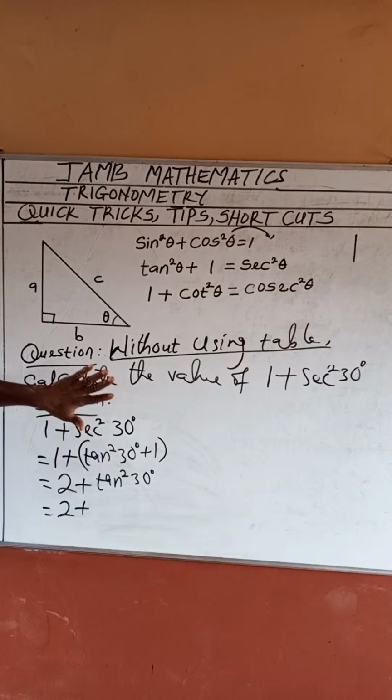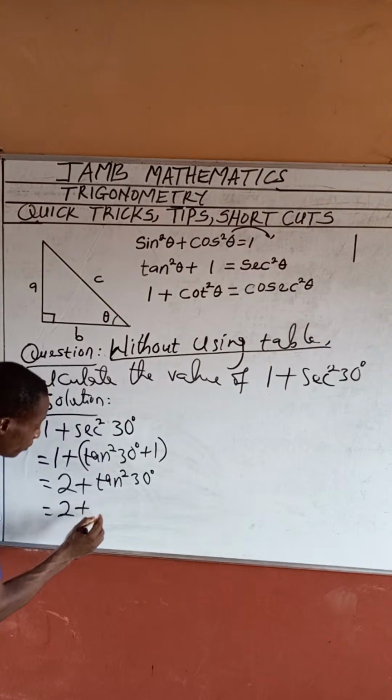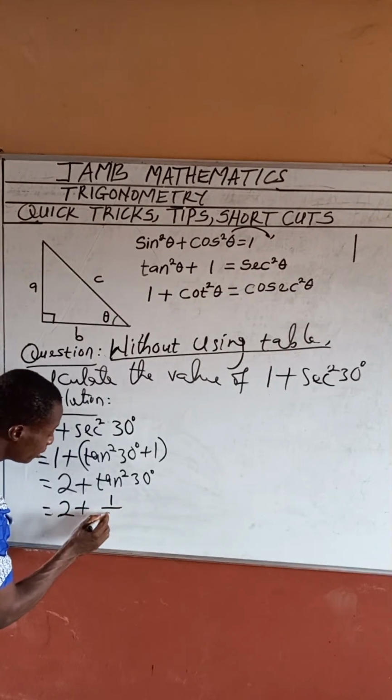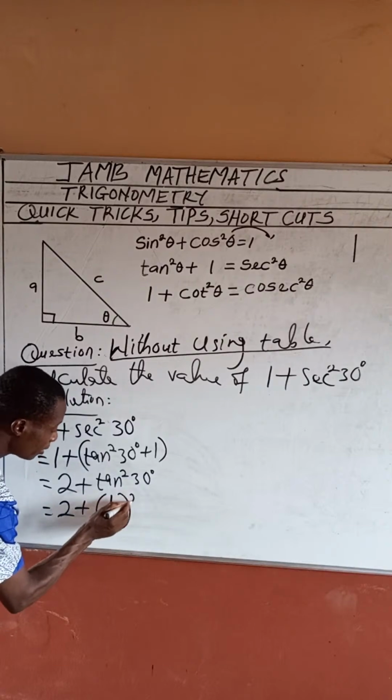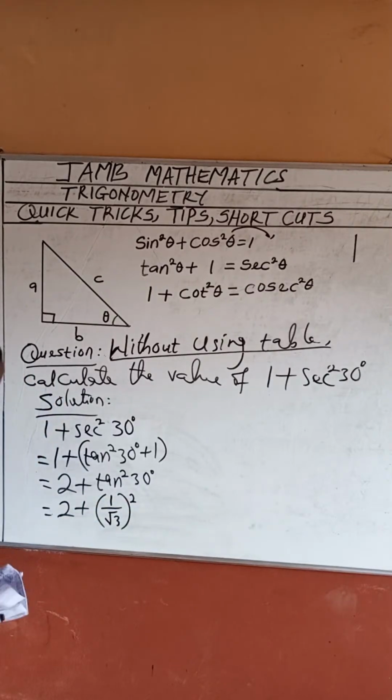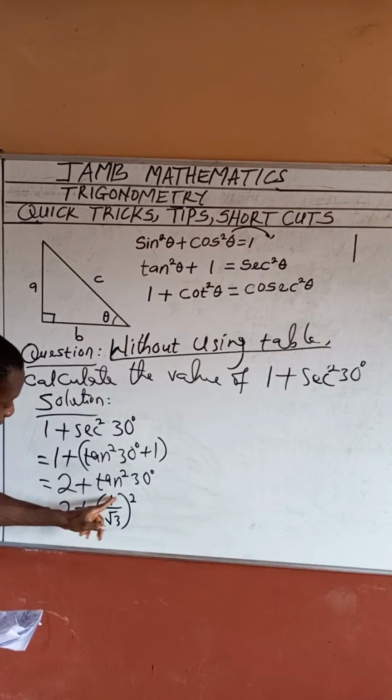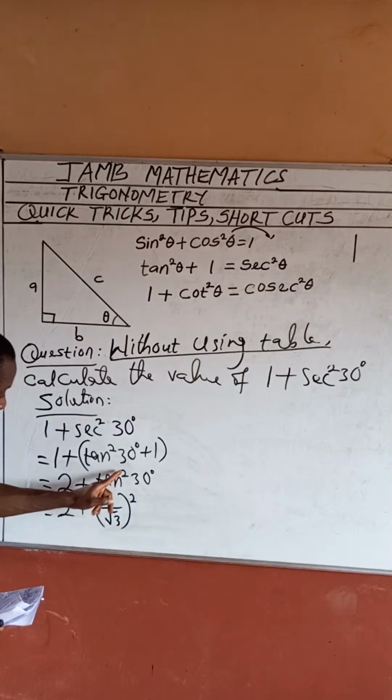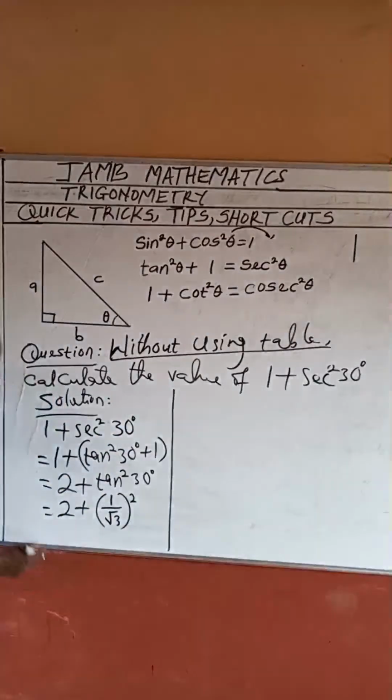This is 30, right? So the tan of 30, this first finger is 30, that's 1 over root 3. Then we have to square. Why are we squaring? We are squaring because there's a square here. So tan 30 is 1 over root 3, but we have to square it because of this. So what is it going to give us?